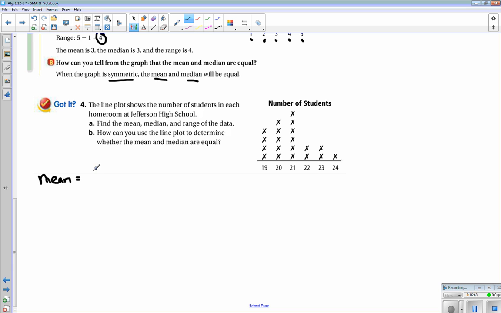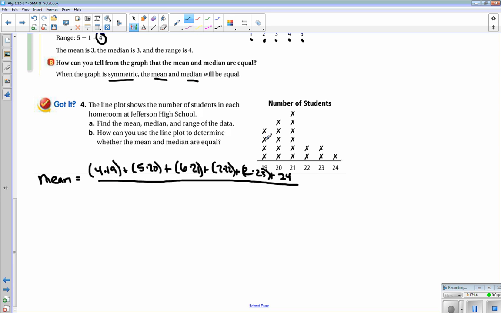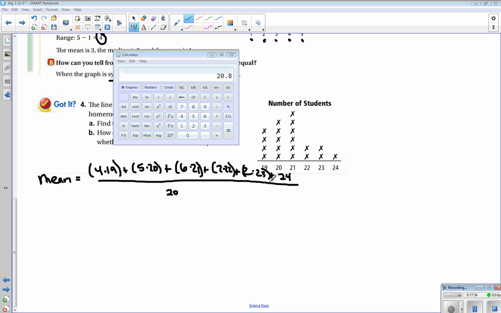So my mean is going to be 4 times 19 plus 5 times 20 plus 6 times 21 plus 2 times 22 plus 2 times 23 plus 1 times 24, all divided by 1, 2, 3, 4, 5, 6, 7, 8, 9, 10, 11, 12, 13, 14, 15, 16, 17, 18, 19, 20 data values. So you get a mean of 20.8.